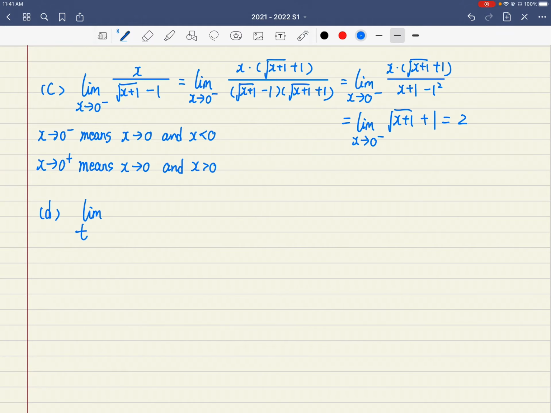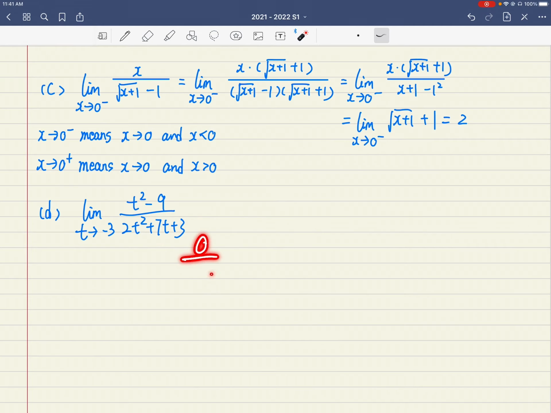Limit t approaching negative 3 of t squared minus 9 over 2t squared plus 7t plus 3. Again, do the substitution. If it's negative 3 squared, the top is 0. And then you do the bottom, you do the substitution, plus 7 times negative 3. You find that it's still 0 over 0. So again, you expect a common factor.